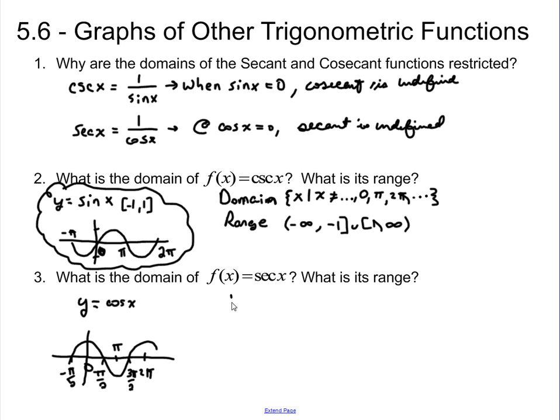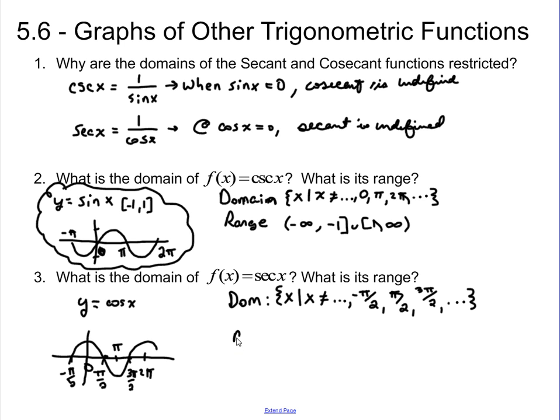So if we think about the domain of the secant function, the domain would be defined by the set of all values of x such that x cannot equal numbers like negative pi over 2, positive pi over 2, right? This is where cosine is 0. And 3 pi over 2. And if we continue on with this same pattern, we're going to continue to find all of the points where the secant of x is undefined.